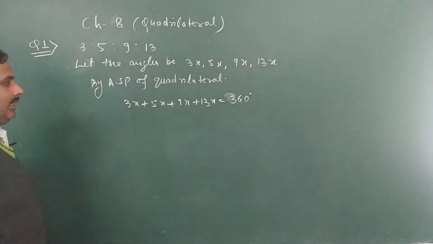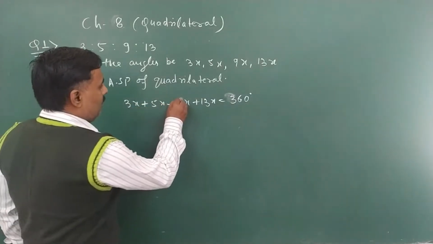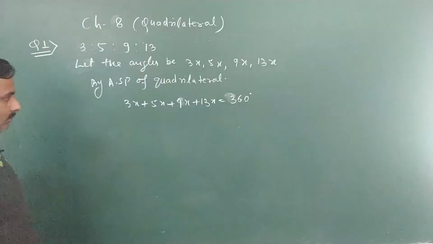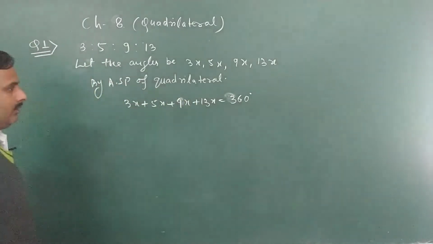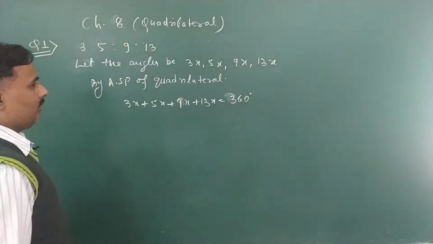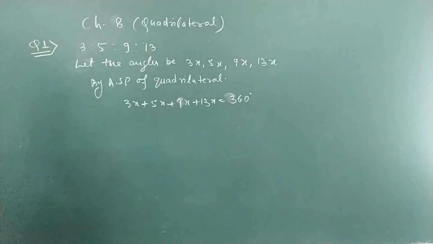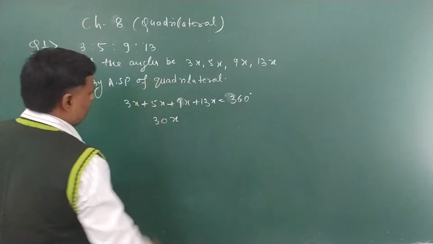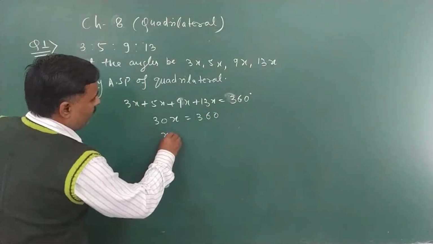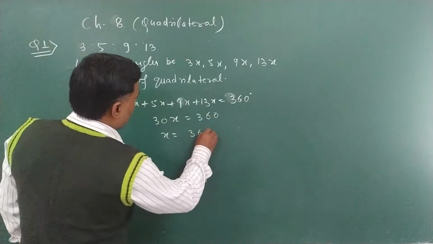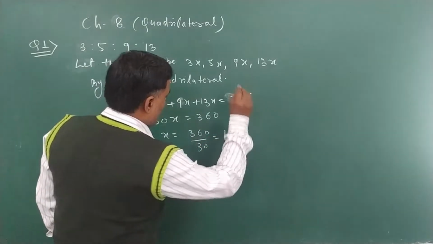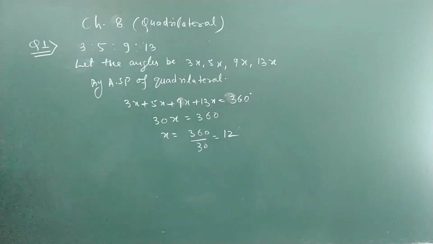3 plus 5 is 8, 8 plus 9 is 17, 17 plus 13 is 30, so 30x is equal to 360. We can find the value of x: 360 upon 30 becomes 12. So the value of x is 12.